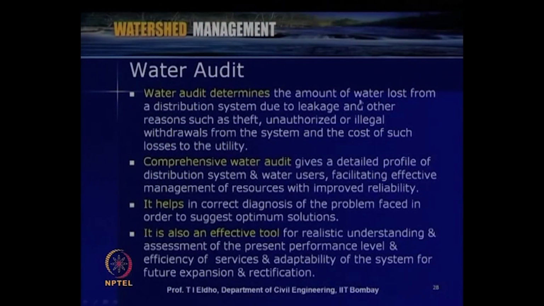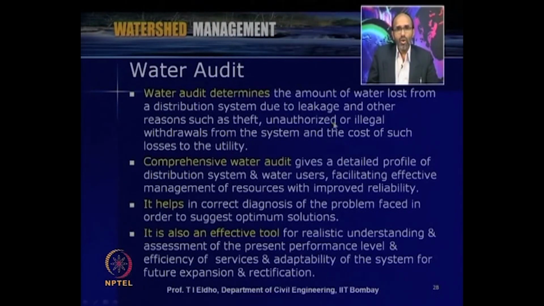Then another important aspect considered in water conservation is water audit. Water audit generally determines the amount of water lost from a distribution system due to leakage and other reasons such as theft, unauthorized or illegal withdrawals from the system, and the cost of such losses to the utility. So, when a water distribution system is there, we have to assess how much water is distributed, how much water reaches the consumers, how much water is used by the consumers, and how much water is lost in the processes. That water audit will show. This has been found to be a very effective water conservation measure.